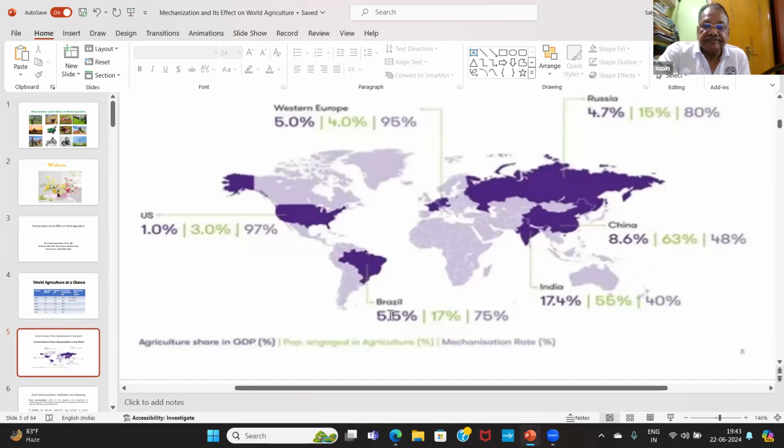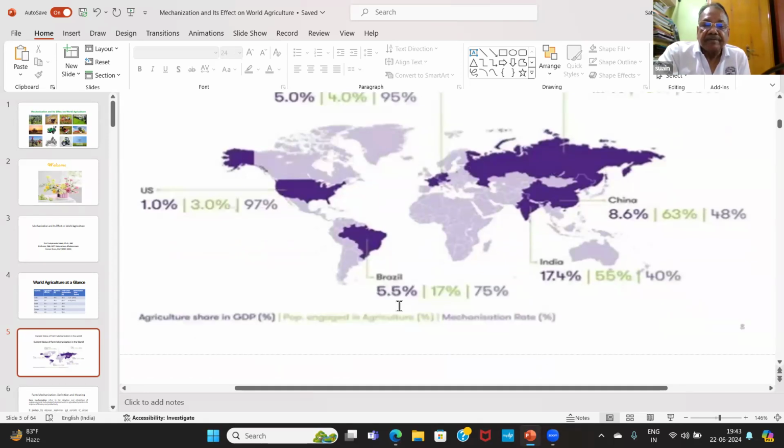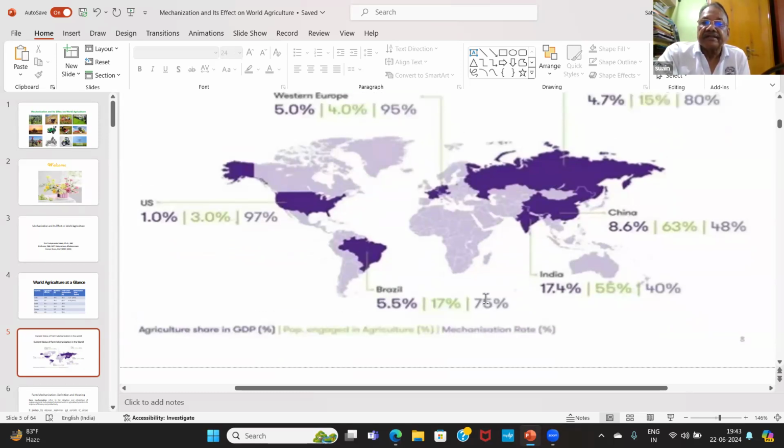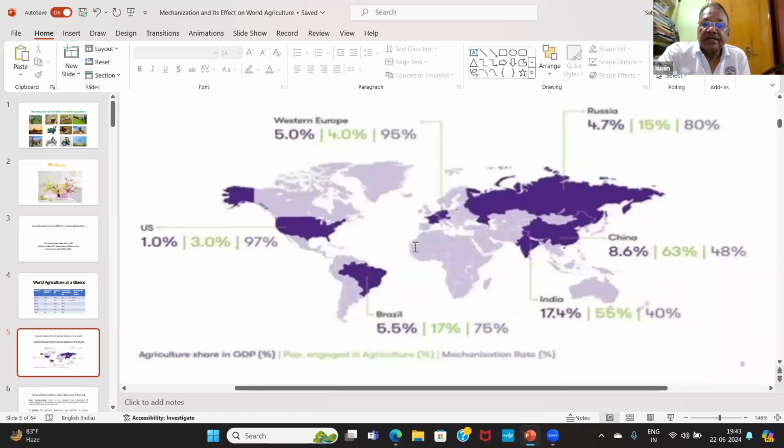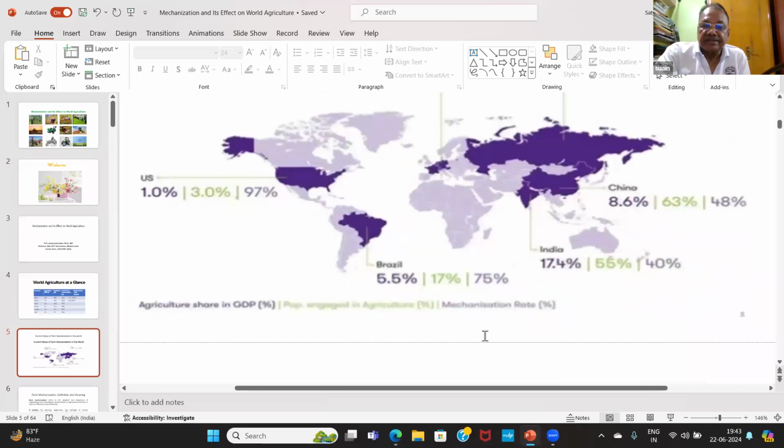Then Brazil: 5.5% GDP contribution, 17% of the population involved in agriculture, 75% mechanized. These are most of the countries we got information on. I will give you some information about other countries, and how they have developed mechanization also.